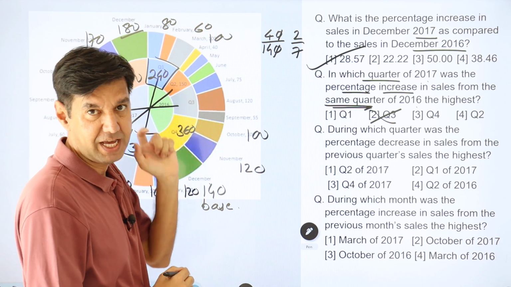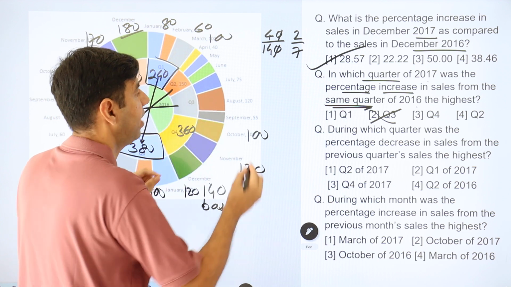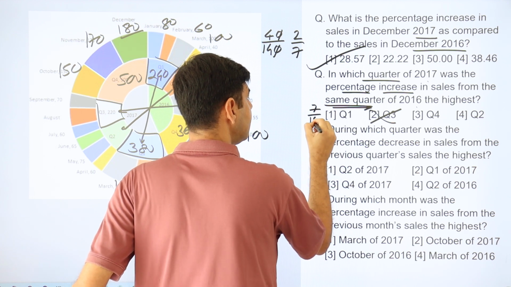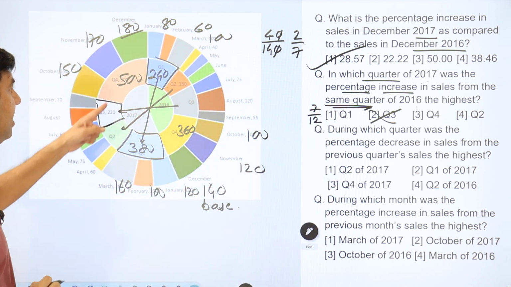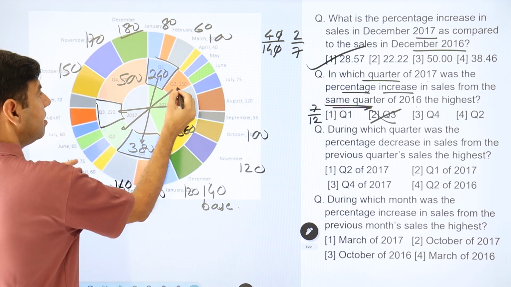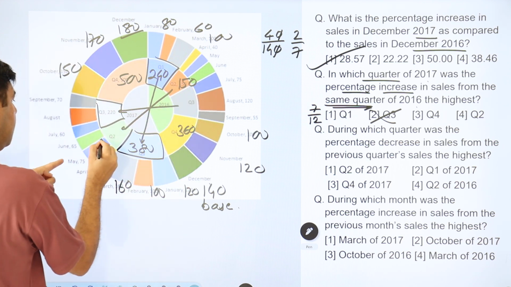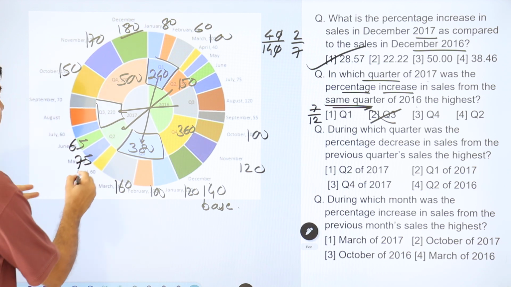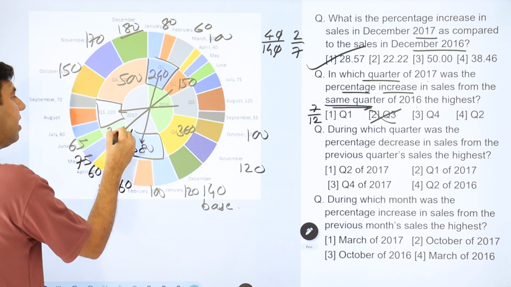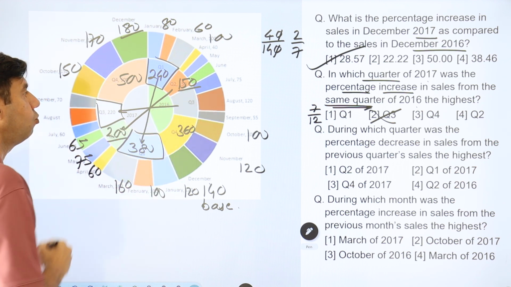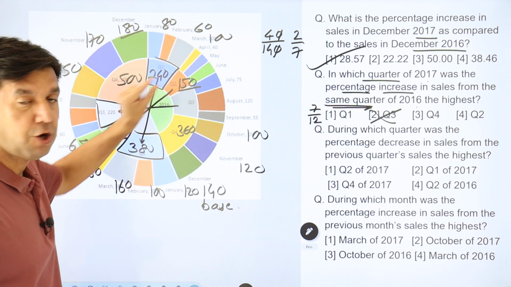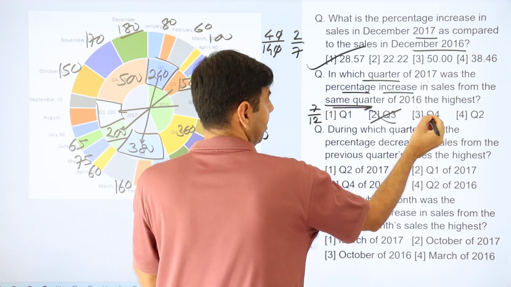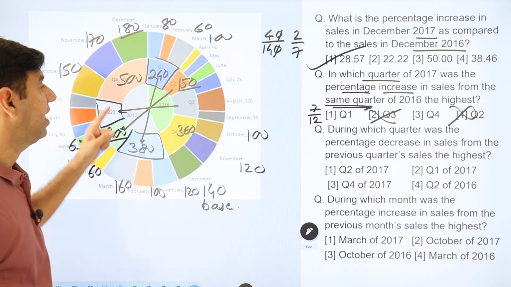140 on 240, 14 by 24, which is 7 by 12. So quarter 1, the increase is 7 by 12, which is decently high, more than 50%. Let's check for Q2. This is 150 here. Here let's add it up, 65, 75, 140, 140 and 60, 200. So 150 has become 200, an increase of 50 on 150, 33.33%, but not as high as this. This is more than 50%. So Q2 is not going to be that.